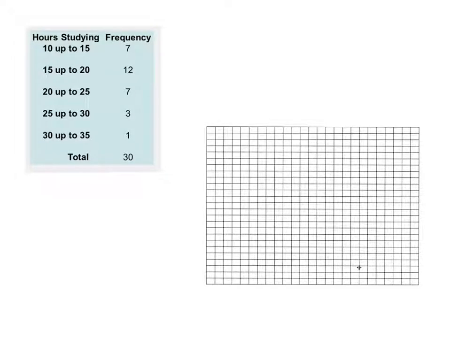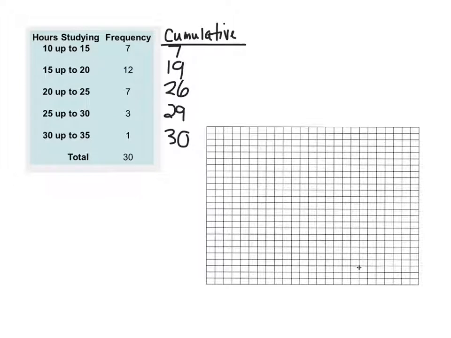Our first step in creating our cumulative frequency polygon, a less than cumulative frequency polygon, is to add a column to our frequency distribution. And that's going to be our cumulative frequency. Okay, so in a less than cumulative frequency, we're going to add the frequencies as we go. So 7, 19, 26, 29, and 30.